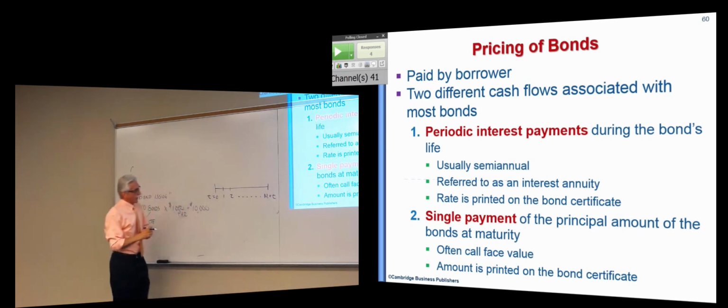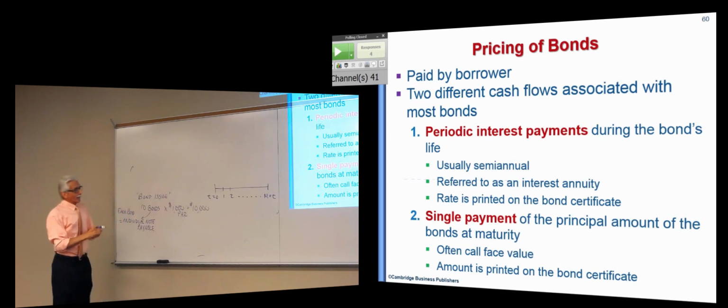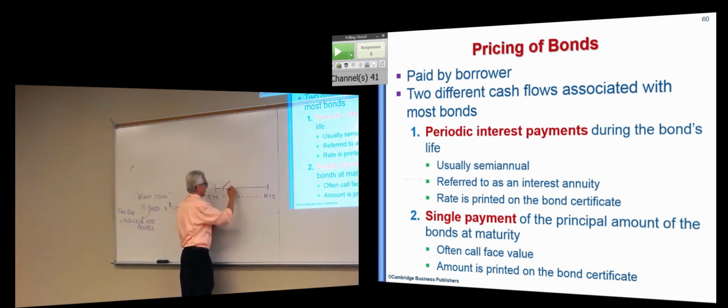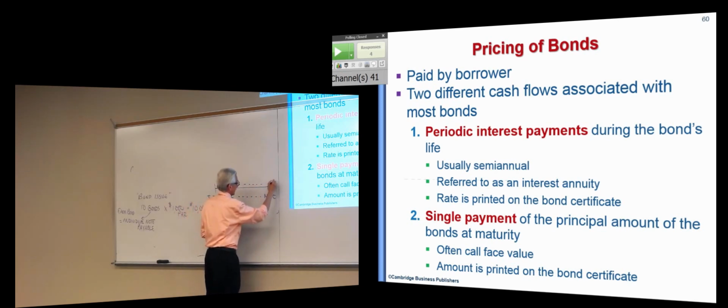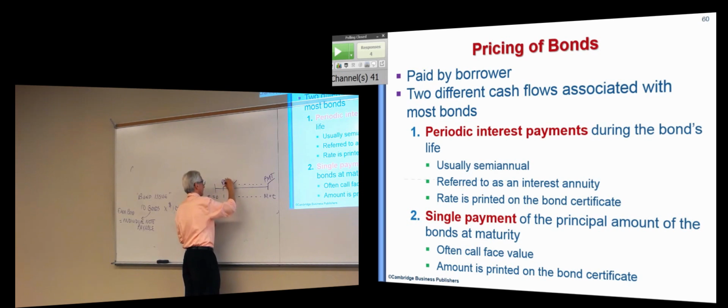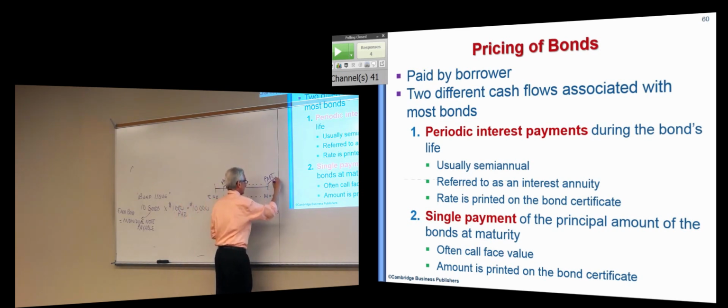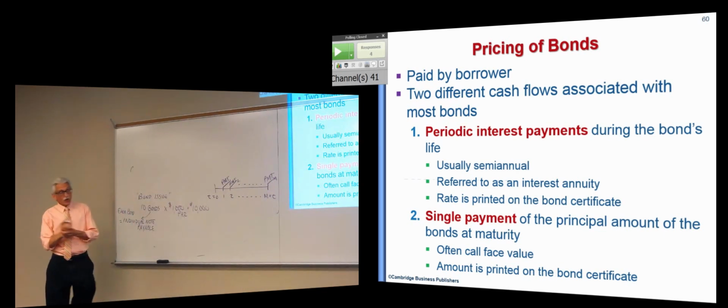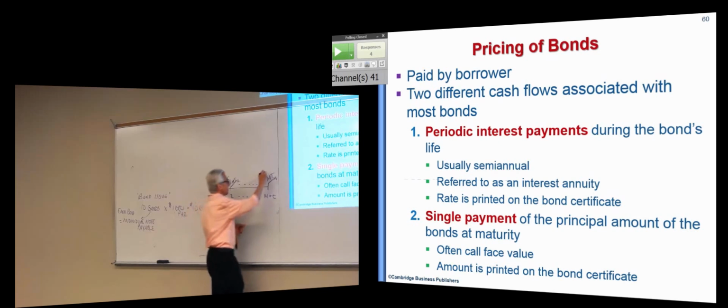M is your maturity date. So if you buy a bond today, that bond is going to make periodic payments, and it's also going to give you, at maturity, the face value.